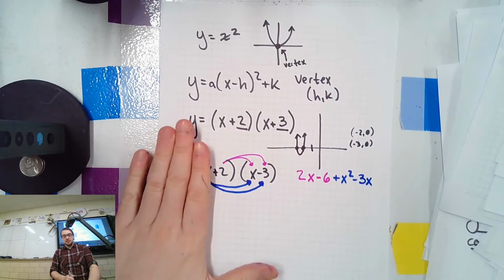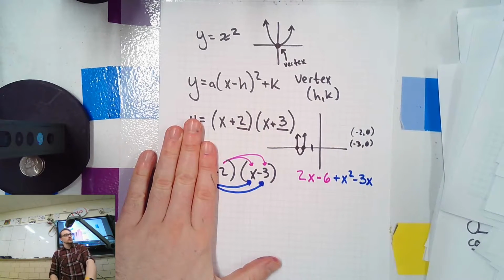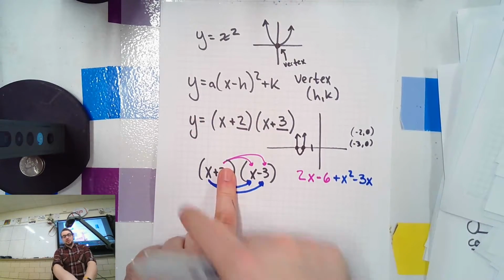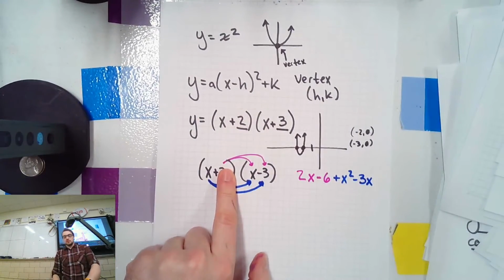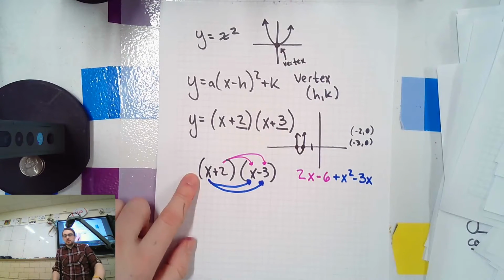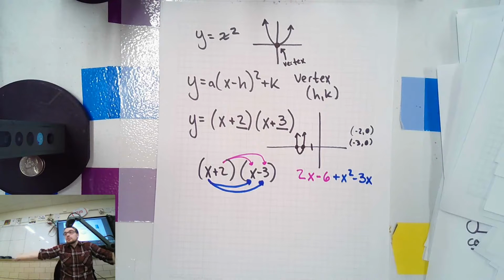So again, the 2 got distributed, the x got distributed. No big deal. If I just had a 2 there, you distribute the 2, no questions: 2x minus 6. If I had the x there, you'd say x squared minus 3x. So if you have both, you do both. What if I had a third thing here? Then you just distribute that.